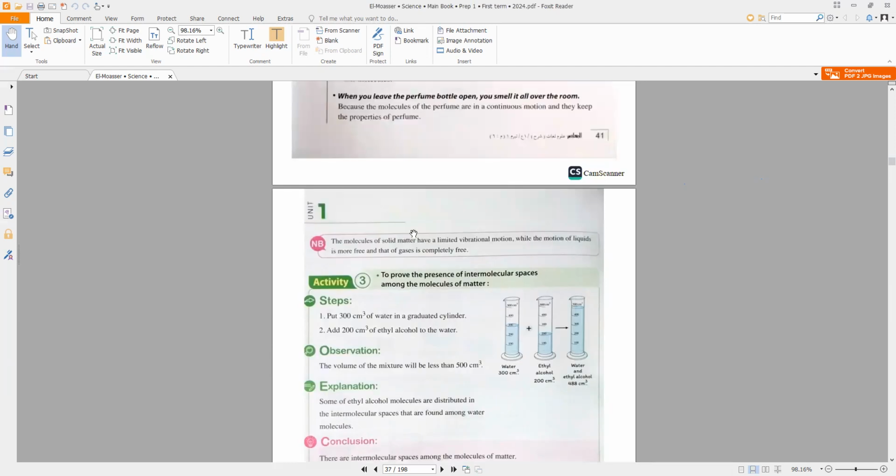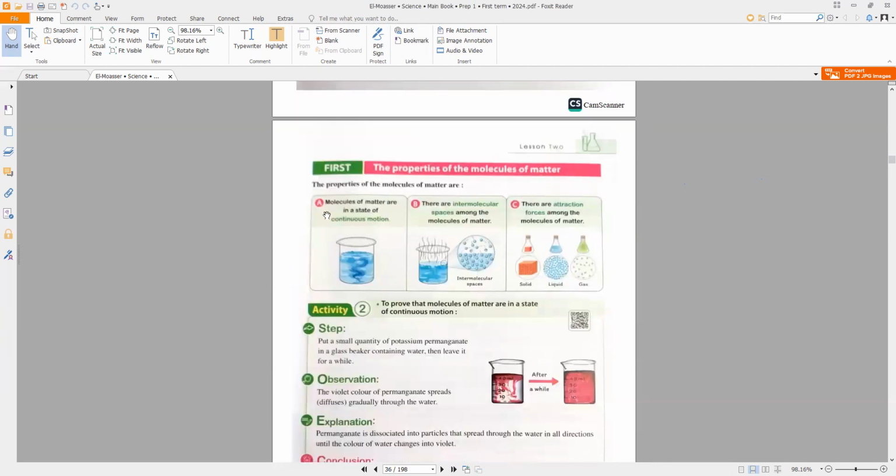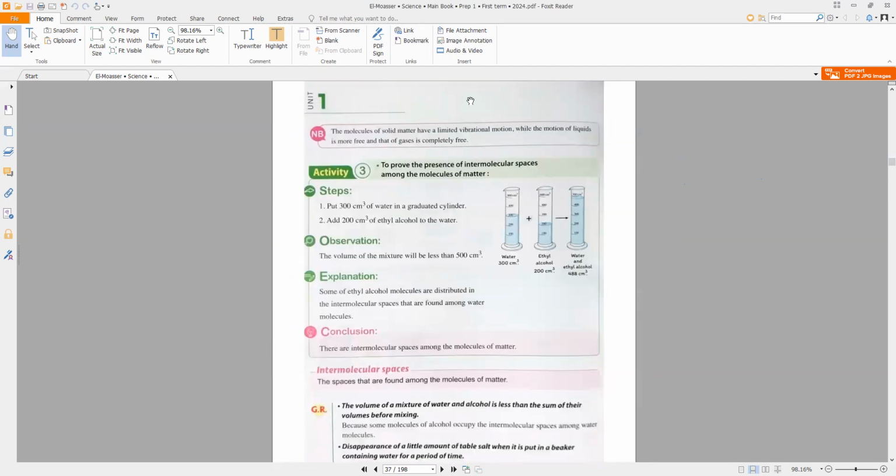Number two, in the properties of the molecules of matter. Number one, molecules of matter are in a state of continuous motion. Number two, there are intermolecular spaces among the molecules of matter. What is the meaning of intermolecular spaces? If you have matter and this matter consists of molecules, between this molecule and this molecule there are spaces. This space is called intermolecular spaces, because it is between the molecules.